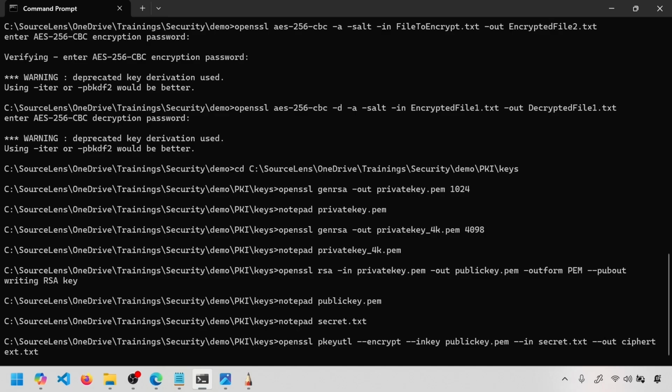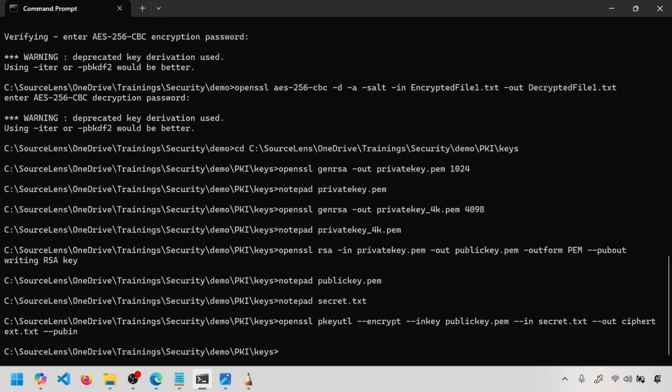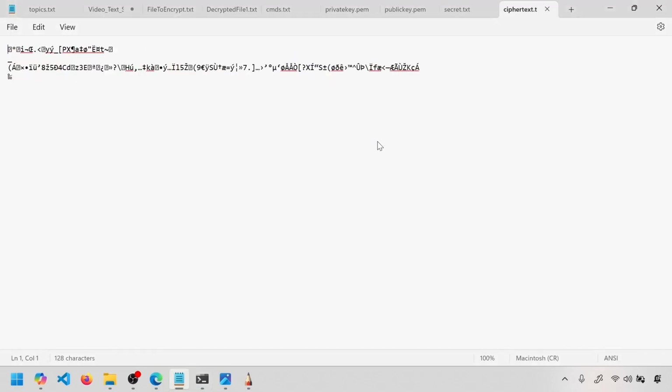There is one more argument we need here, pubin, to show that it is a public key in. Pubin. So this should work. Let's try it out. We got something. Let's see if we got something in the ciphertext. Notepad, ciphertext.txt. At least the file is created. The file was not there before.